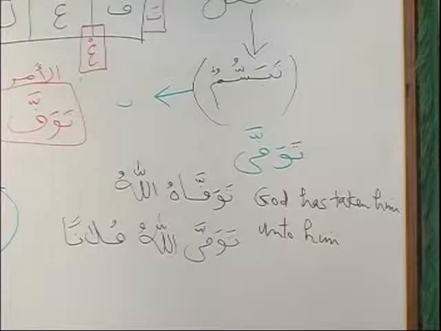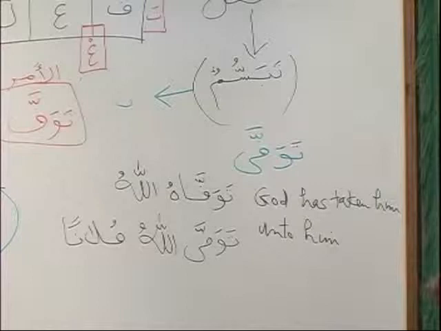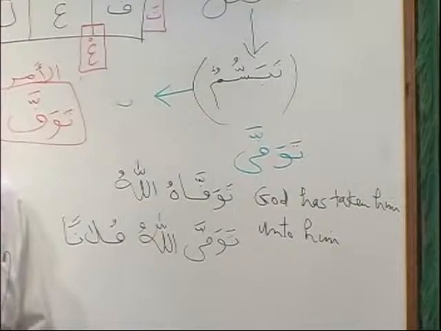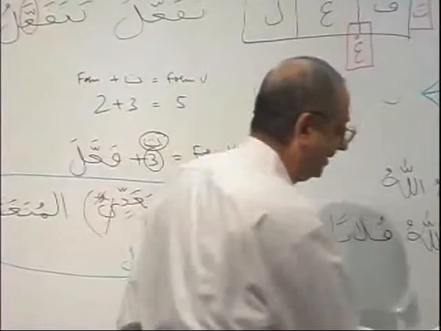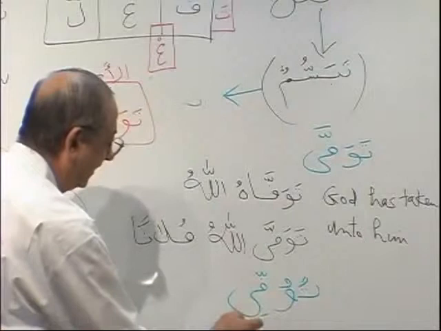Okay, brothers and sisters? Now, tawaffa, he was made to pass away. What is tawaffa? He, Allah, made him to die. Now make it majhool out of this, brother. Carefully. Anything before the Ain Kalima gets a Dhamma. Okay? Tu, vu, and then fi, and then ya. Tuwuffiya.